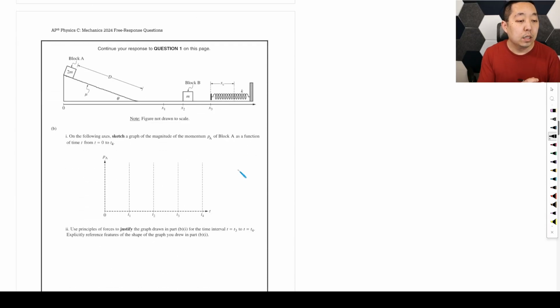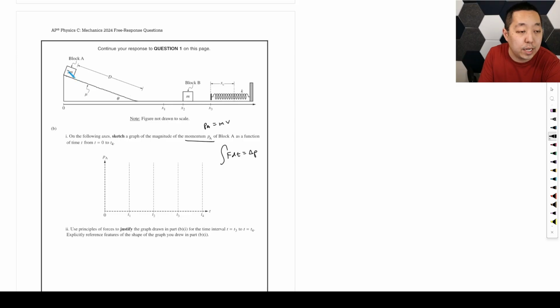Okay. On the following sketch, a graph of the magnitude of the momentum PA of block A as a function of time. So set 1, it was a little bit different. They asked for the energy, but they want the momentum as a function of time. So the integral of F dt is the change in momentum, right? So we want to think about whether there's any external impulses on this thing. And the momentum is just equal to m times the velocity. And they want the magnitudes. They don't care about the fact that there's an x and a y component. They just want the total magnitude.